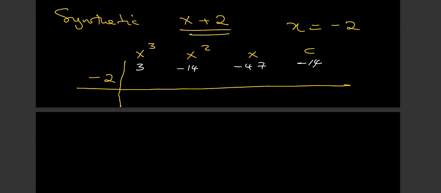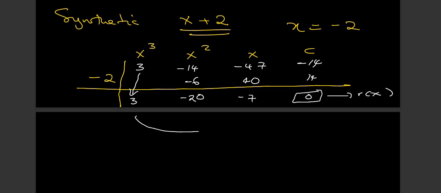So now you bring the first number here down. This is going to be a 3. Then now you multiply -2 times 3. That's going to be -6. Then you add this, you get a -20. Then you multiply again -2 times -20. That's going to give you a 40. Then here we add, we get a -7. We multiply this, we'll get a 14. The answer there is 0. So this here is your remainder.